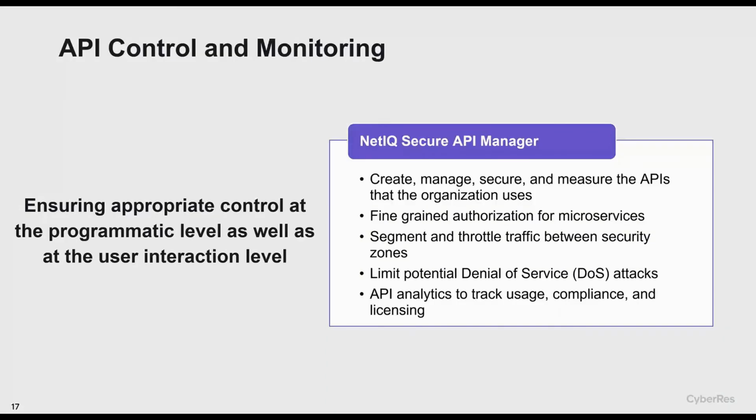And as I was bringing up the view of API control and monitoring, again, making sure that we're controlling this at the programmatic level, our Secure API Manager helps us with this. So we can create, manage, secure, and measure the APIs that an organization uses. This allows us to provide finer-grained authorization for microservices, segment and throttle traffic between security zones.